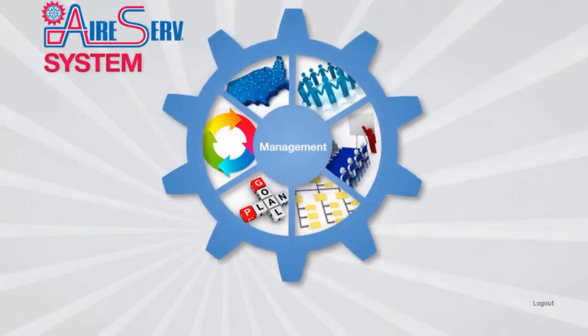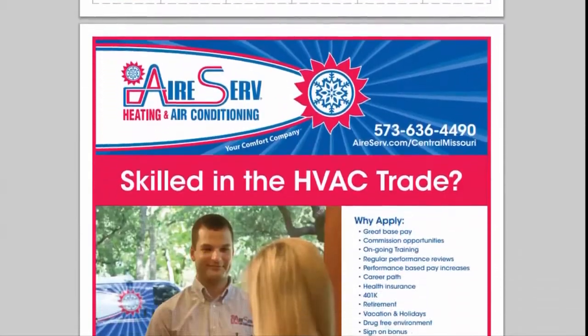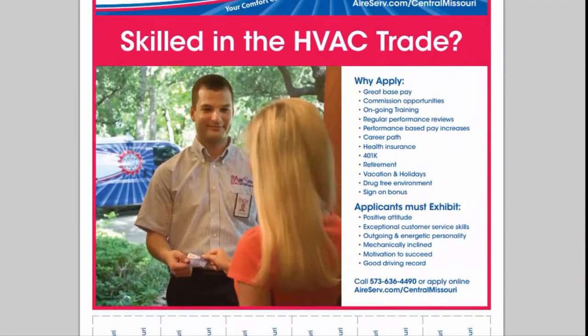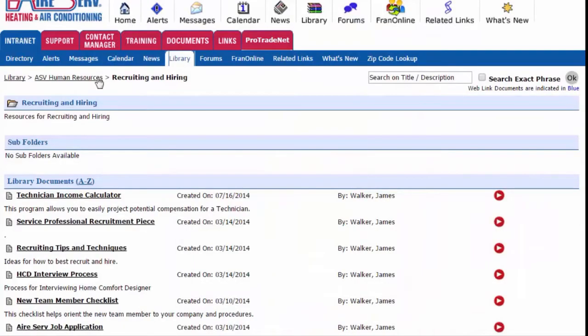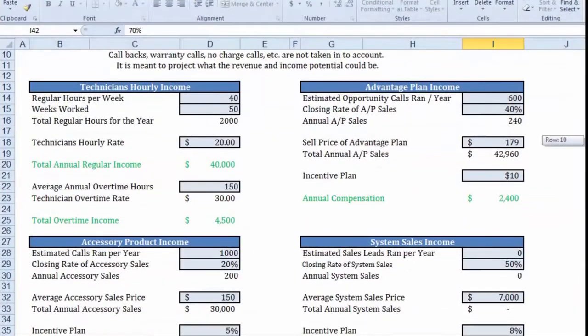The next wheel in this presentation is management. Now I talk to independent contractors on a daily basis, and one of the things that I always hear is it's hard to find the right people. One of the things that we do at Aire Serv, besides coaching and training and the manuals, is we've really figured out the way to recruit, hire, retain, and compensate the right people. So the next cog on this wheel is training.